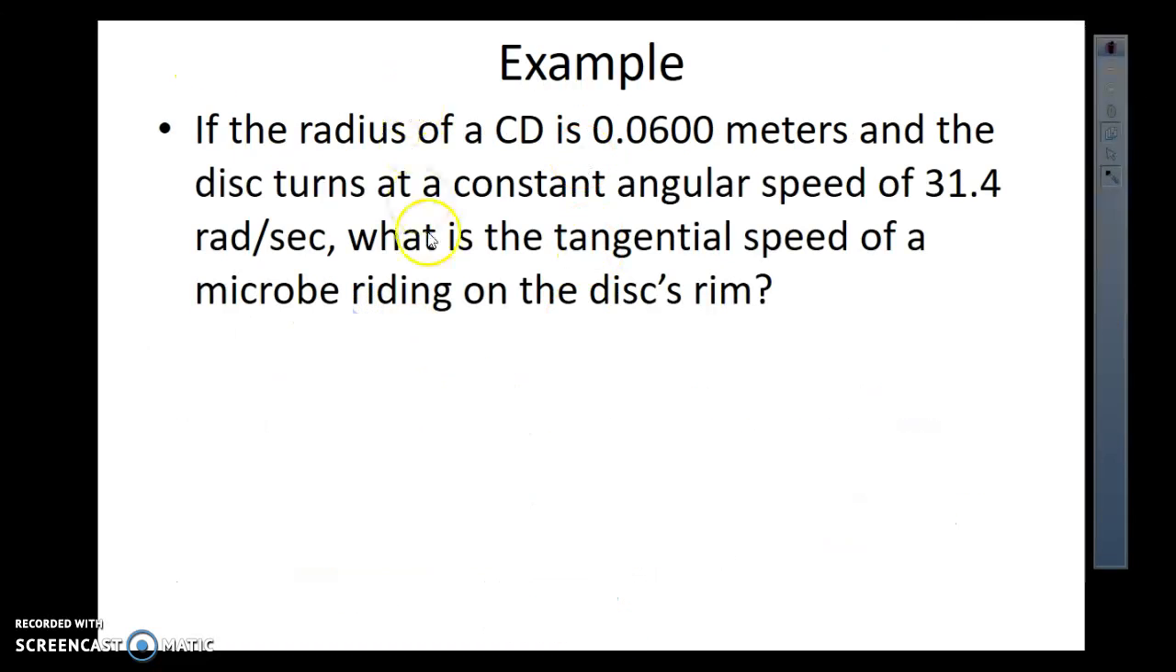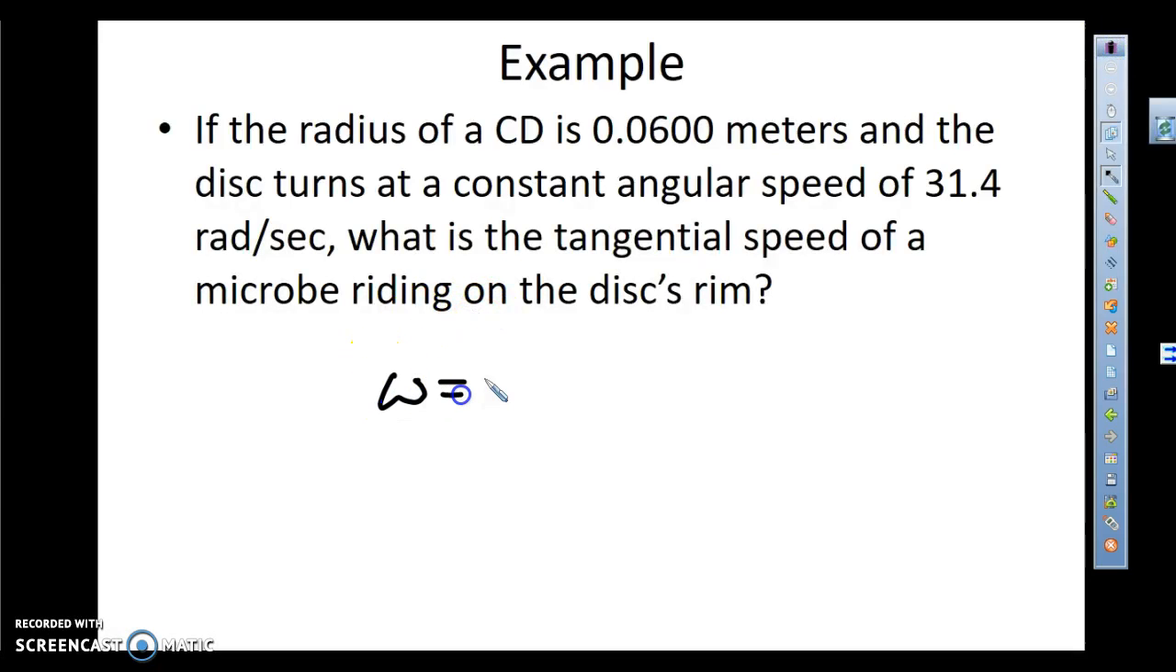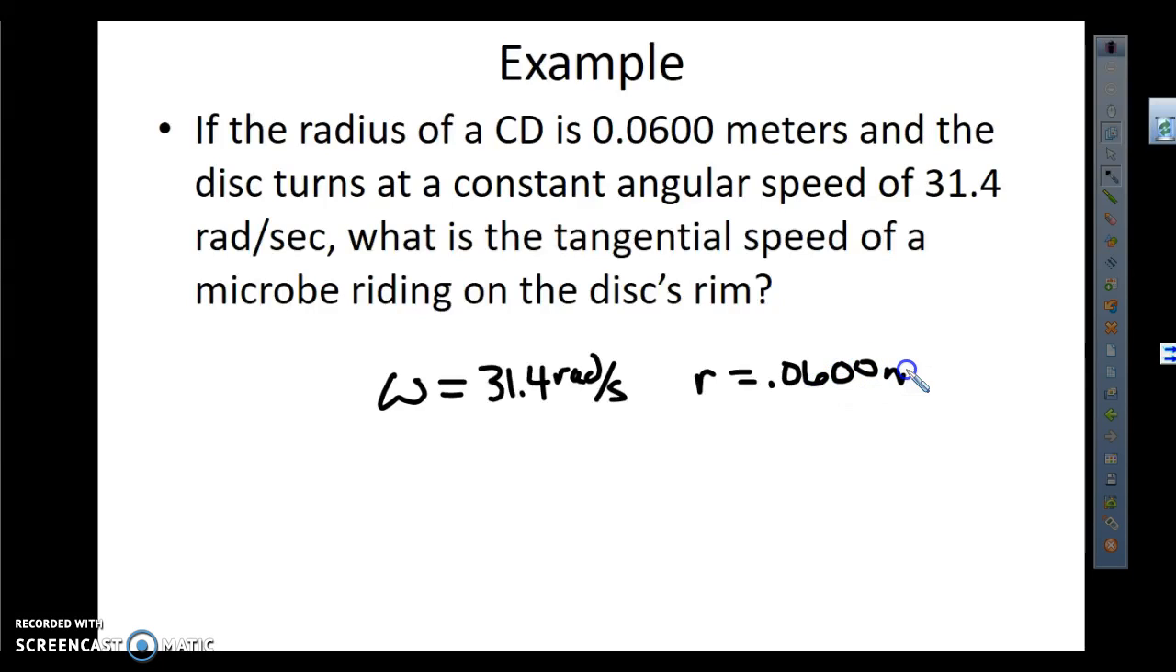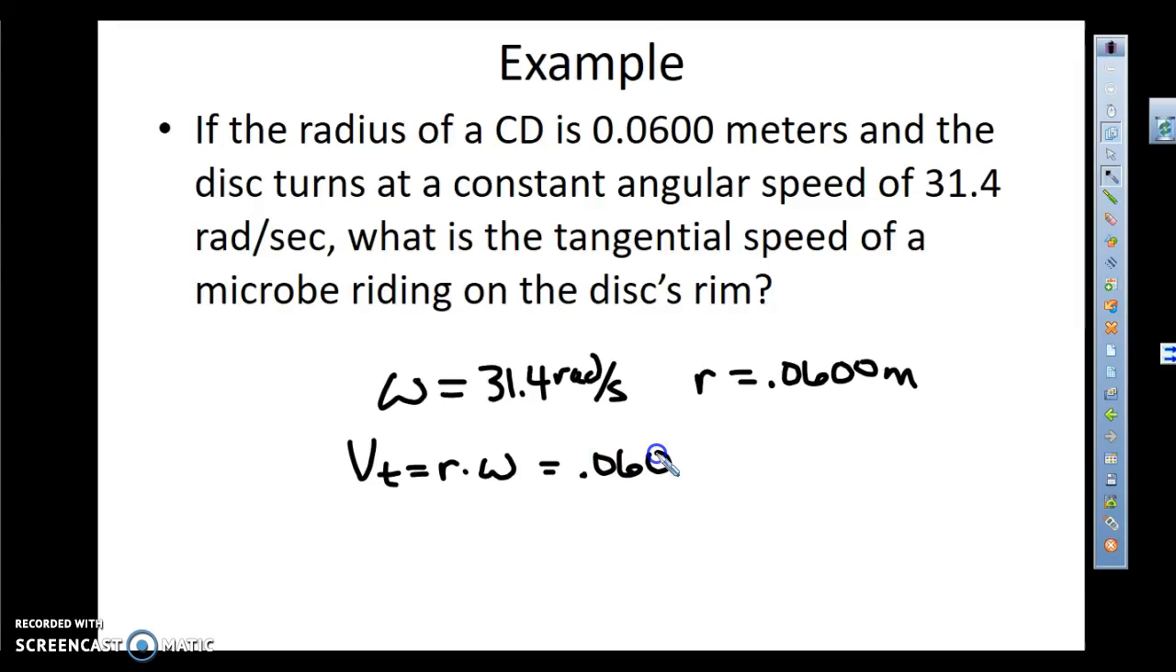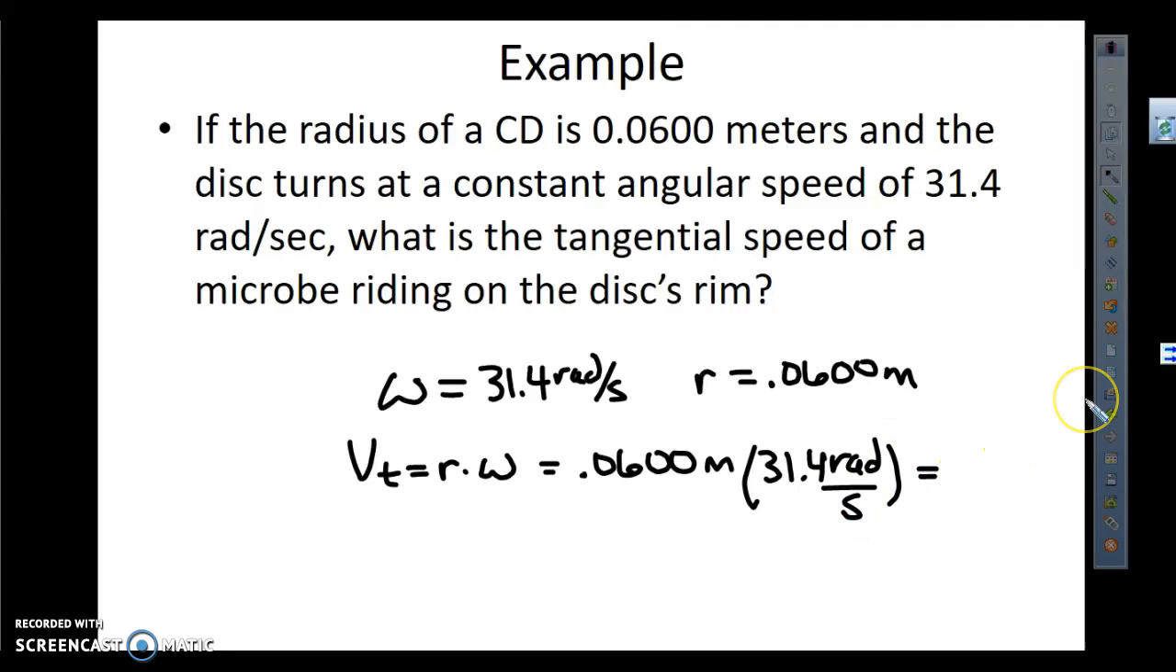So for instance, if I have an angular speed of this little microbe of 31.4 radians per second, and a radius of 0.006 meters, what I can say is the tangential speed is simply going to be r times w. And that radians per second becomes meters per second. Our radian sort of disappears. We don't need it anymore, and so it just leaves.